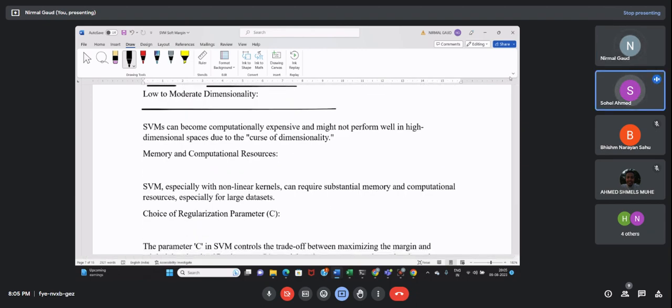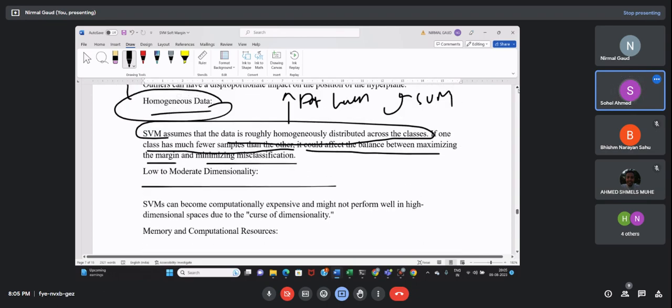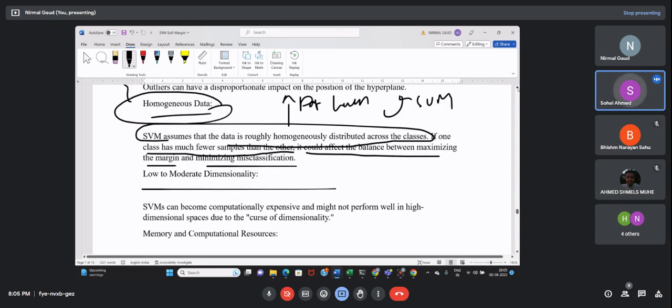One question: homogeneity, I think, should be acceptable for all algorithms, not just SVM. Yes, it's acceptable for all. Right now, as we are talking about the general case of SVM, that's why I mentioned it.